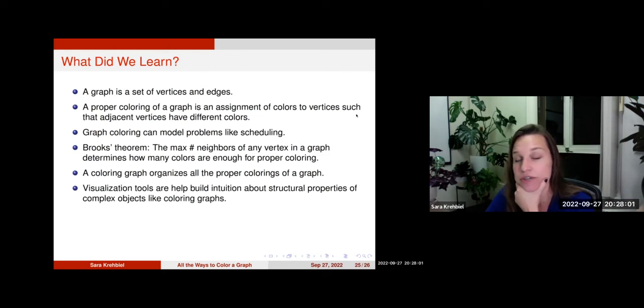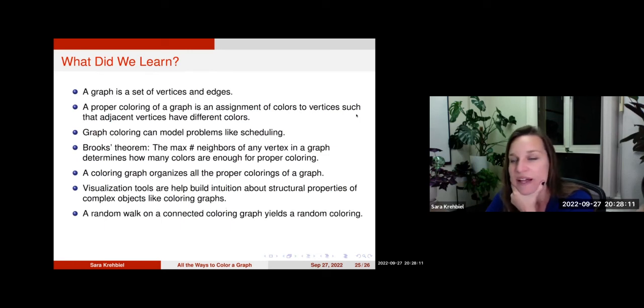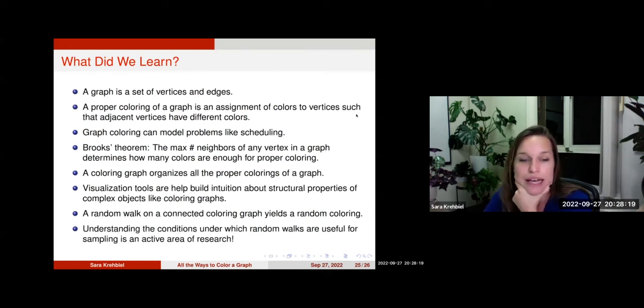And I want to say that in general, visualization tools can be very helpful in building intuition about structural properties of things that are too complicated to be working through every single thing by hand. We talked a bit about what random walks are and how that can be used to yield a random coloring. So that's a sampling algorithm. And then we also talked about how understanding those conditions under which the random walks are useful for sampling is an active area of research.